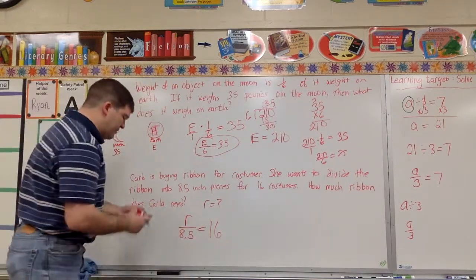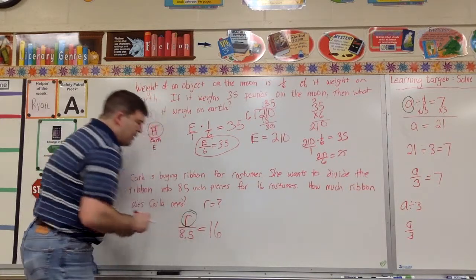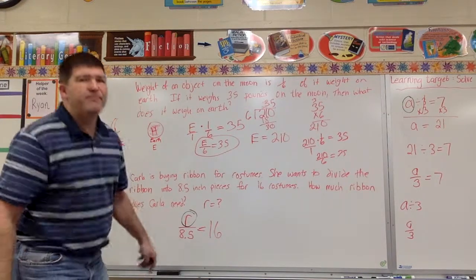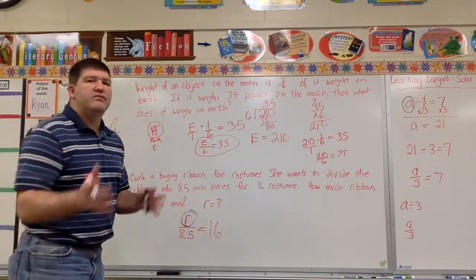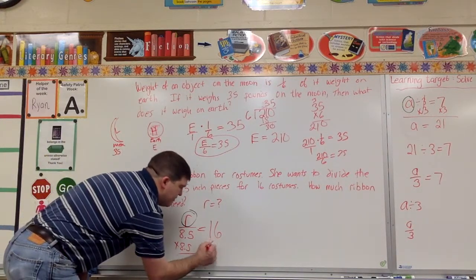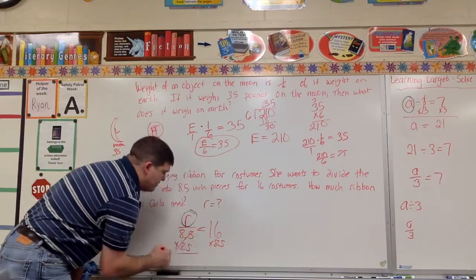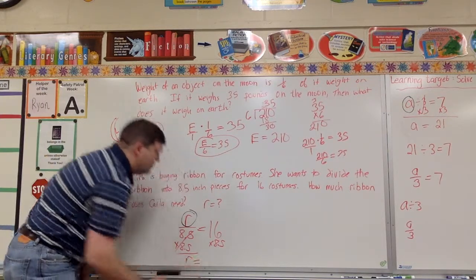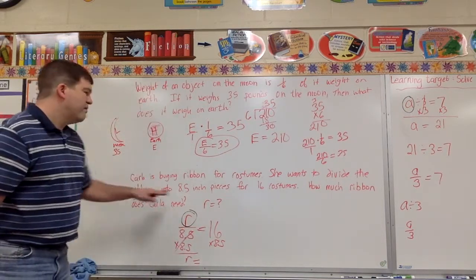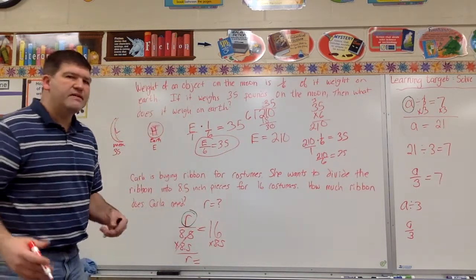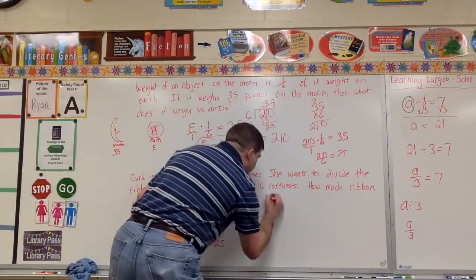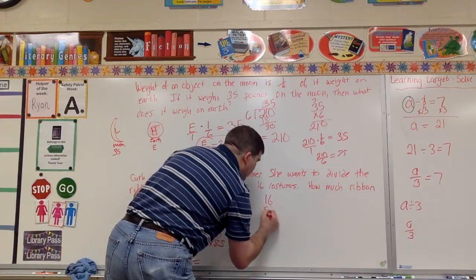Now I got to figure out what R is. I want to isolate, get that R all by itself. R divided by 8.5, the way I'm going to get rid of that 8.5 is do the opposite, times it by 8.5, times this by 8.5. Those cancel. It's going to give me R equals, and look at 16 times 8.5, which is where I originally started. Okay, but you set it up as a division so that it can get you the answer. But let's do this. 16 times 8.5.